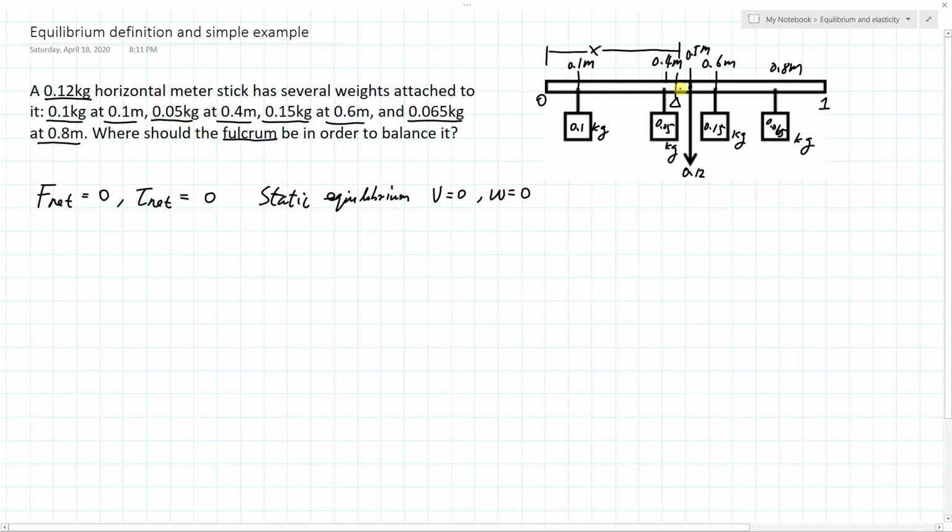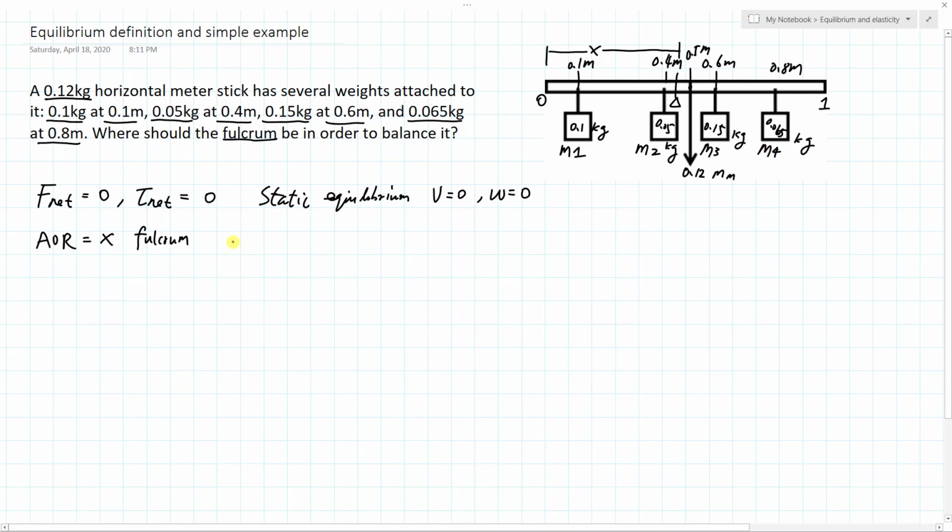Next we can calculate the net force and net torques. Because we're more interested in the torques, we'll start with the torques, and we'll pick an axis of rotation. It is easiest if you pick the axis of rotation at the fulcrum, so where X is the fulcrum. All right, so then we can find the lever arms. So we'll give some labels. This is mass 1, mass 2, mass 3, mass 4, and this is the mass of the meter stick. So this is m1, m2, m3, and m4.